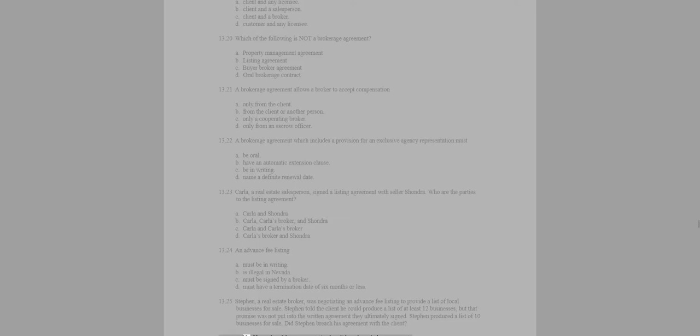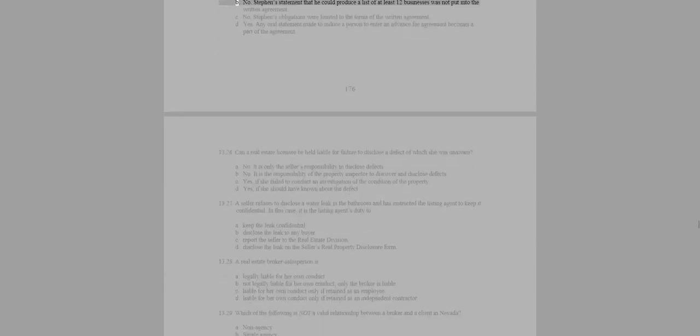A. No. He made a false representation but did not breach the agreement. B. No. Stephen's statement that he could produce a list of at least 12 businesses was not put into the written agreement. C. No. Stephen's obligations were limited to the terms of the written agreement. D. Yes. Any oral statement made to induce a person to enter an advance fee agreement becomes a part of the agreement.